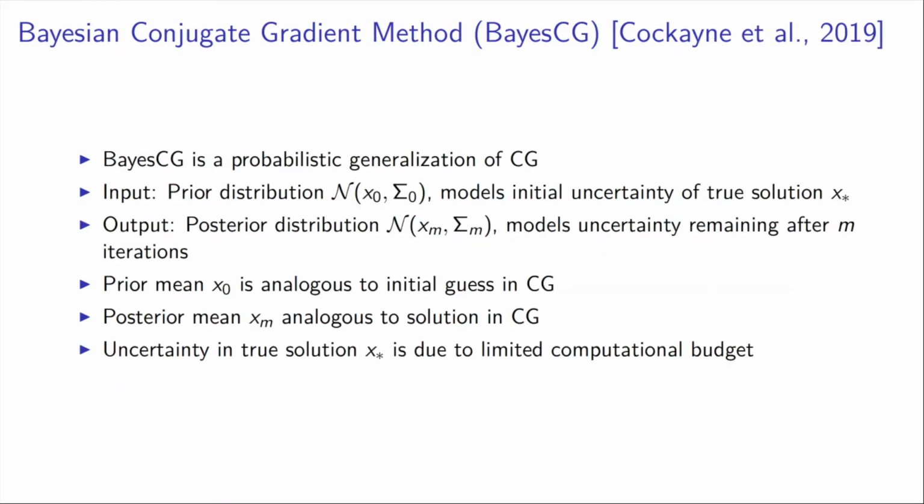The Bayesian conjugate gradient method is a probabilistic generalization of CG. It takes as an input a prior distribution that models the initial uncertainty on your true solution x star and returns a posterior distribution that models the remaining uncertainty after m iterations. The prior distribution is a normal distribution with mean x0 and covariance sigma 0, and the posterior distribution is a normal distribution with mean xm and covariance sigma m. The prior mean, x0, is analogous to the initial guess in CG, and the posterior mean, xm, is analogous to the solution from CG. The uncertainty in the true solution is due to our limited computational budget.